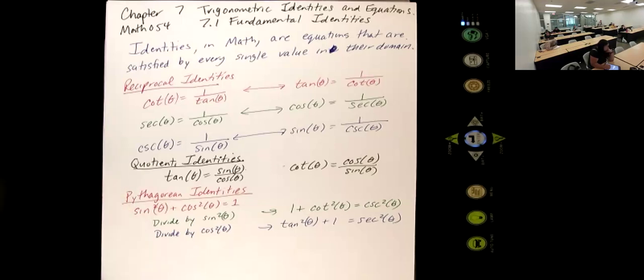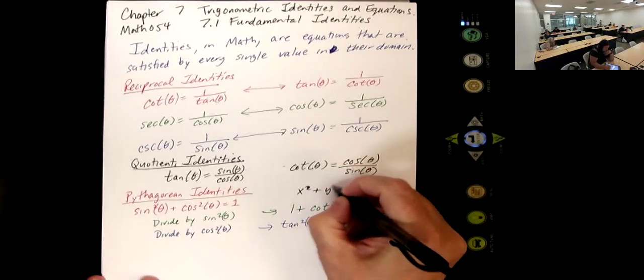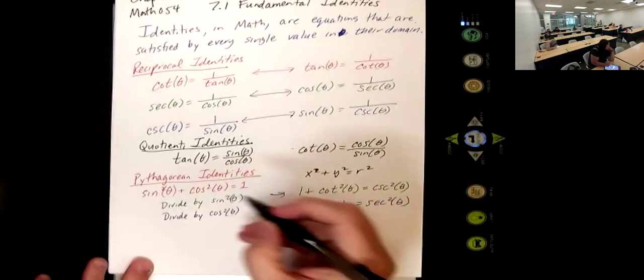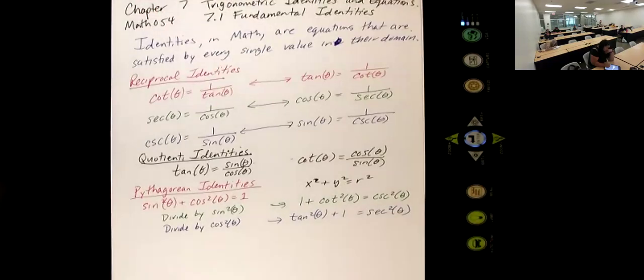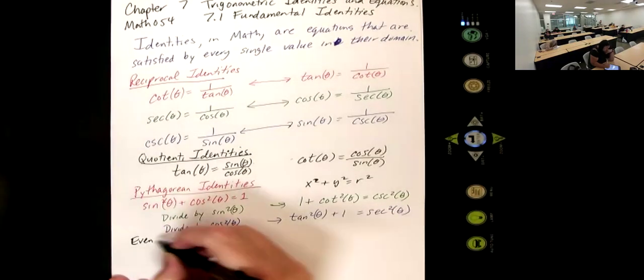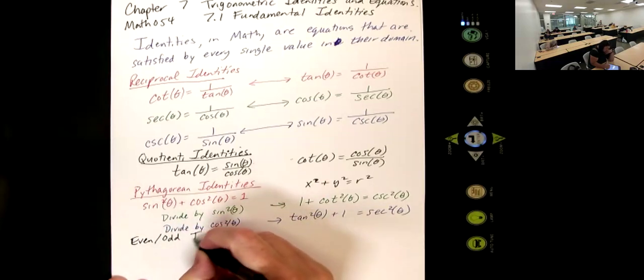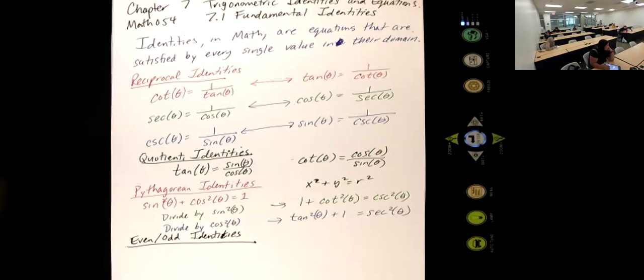It stems from x squared plus y squared equals r squared. And I'll walk through that on the next page. Let me get the other identities on this page first, that way we only have one page of identities. Even odd identities real quick, and then we'll walk through how you get the Pythagorean identities.